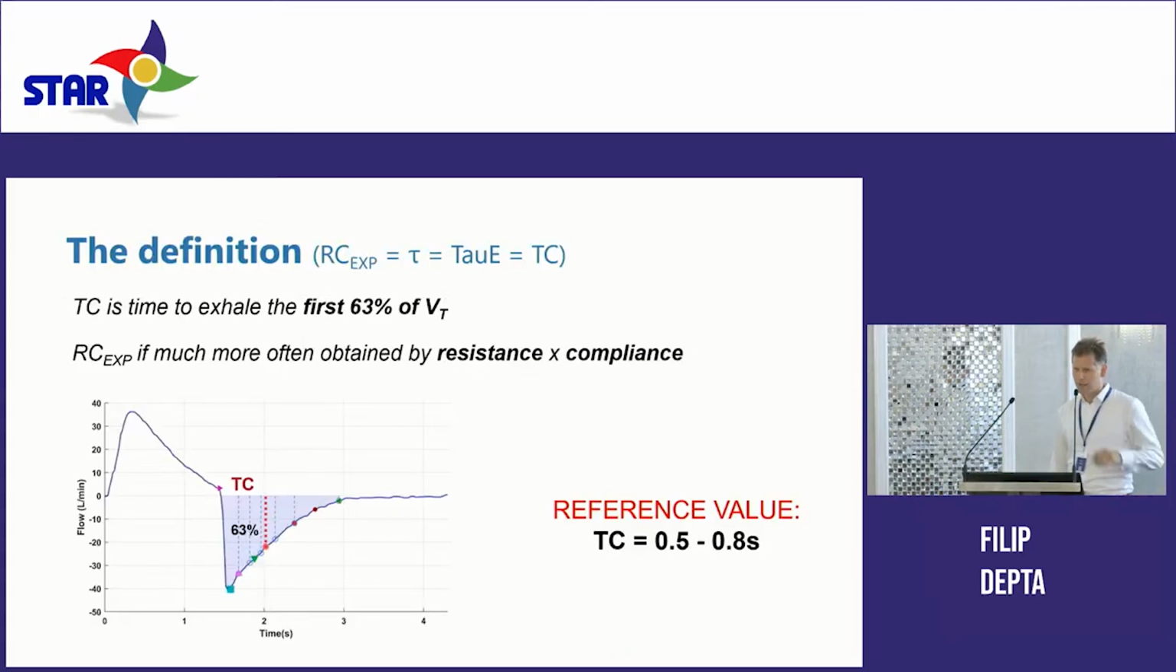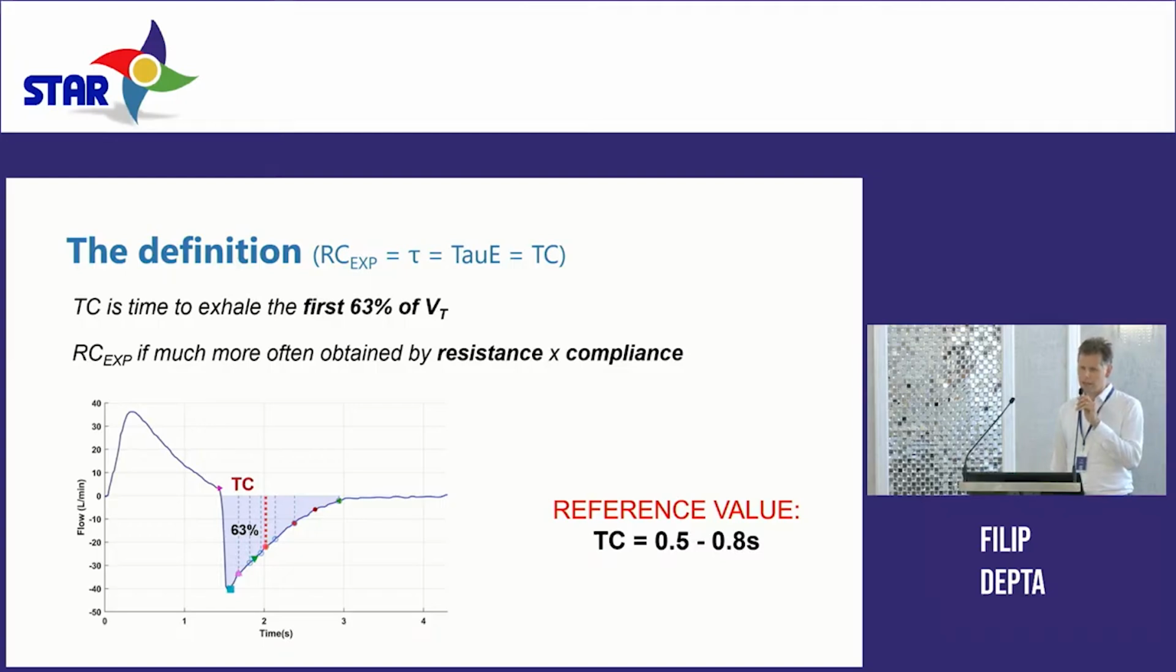So what is a time constant? Time constant is time to exhale 63% of VT, tidal volume. That's what it is, nothing less, nothing more. Because we know, if we take a look at the flow volume curve, it resembles exponential decay. It's not a straight line, it's rather exponential.